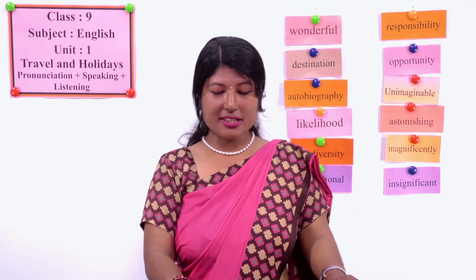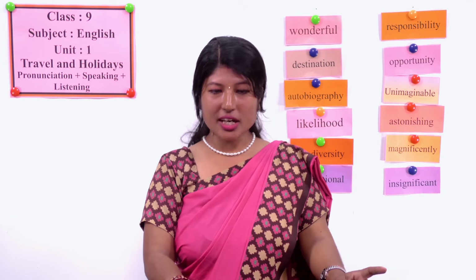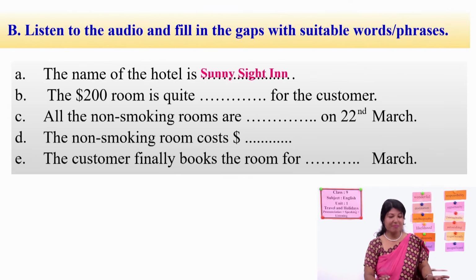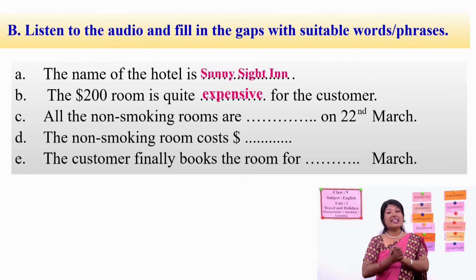Did you check your answer? Okay, all right. I'm going to provide you the answer. You can check it yourself. Number A, the name of the hotel is Sunnyside Inn. Did you write the same? Wonderful. Number B, the $200 room is quite, what did you say? Yes, expensive for the customer.